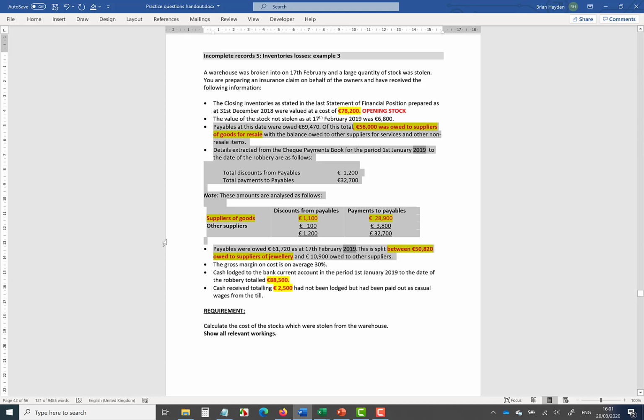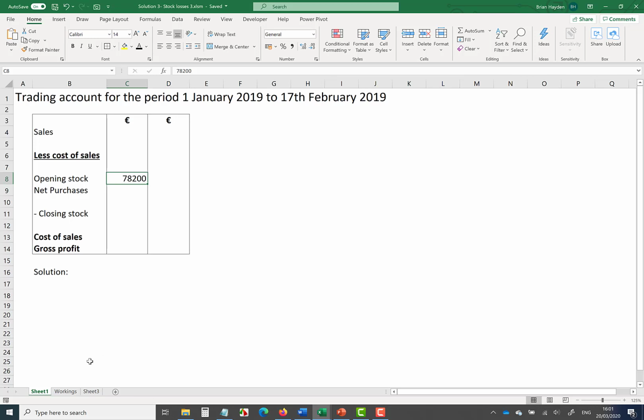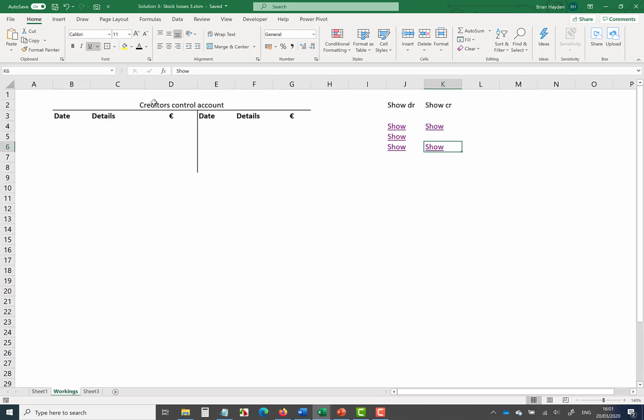Okay, so 56,000 was owed to suppliers of goods for resale at the end of December 18. So let's go to my creditors control account. So creditors control account, so we had an opening balance and we owed them 56,000 euros. Okay, so remember, this is a liability. We owe people money. That's a liability of our business. So liabilities, of course, go on the credit side. So the opening balance was 56,000 euros at the start of January.